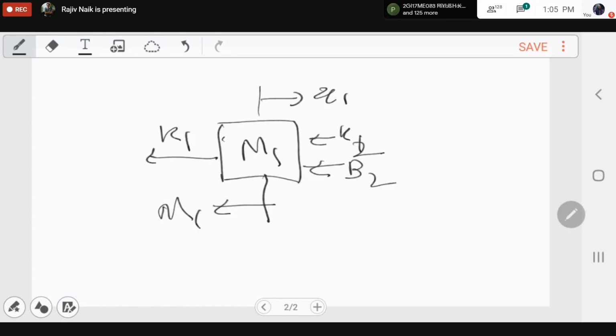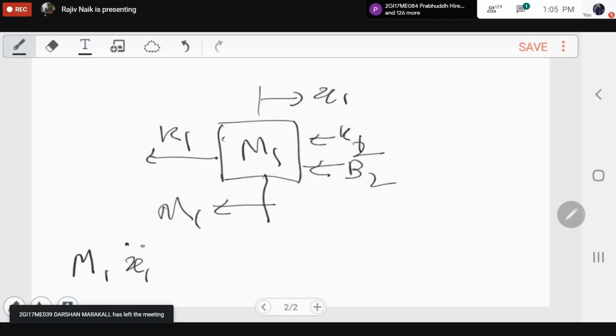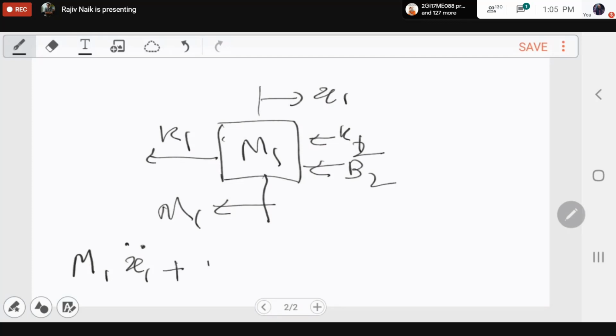That means for mass M1, I have to write M1 x1 double dot. Double dot stands for d square x by dt square. That is the inertia force. All left hand side forces I am taking, plus K1 into x1, because it is a spring force, has to be multiplied by displacement.